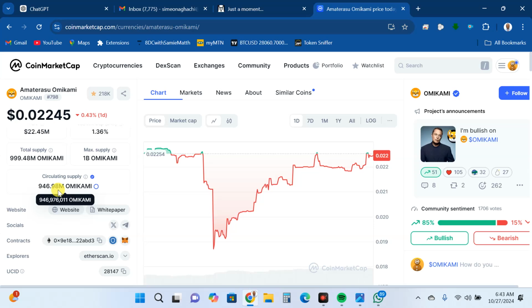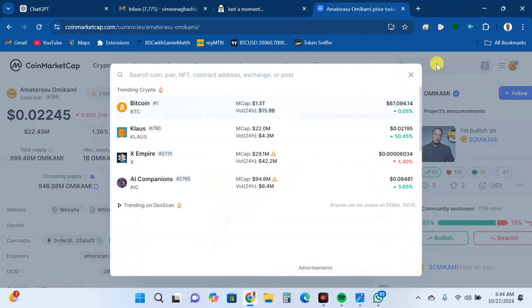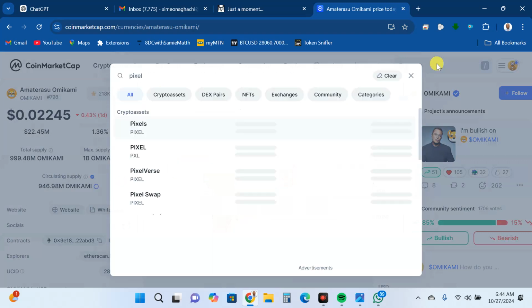Do you know what that tells you? It tells you that there are not many tokens locked. Because if there are many tokens locked, it means that in the future, these tokens are going to be released into the market, and that would definitely cause inflation.